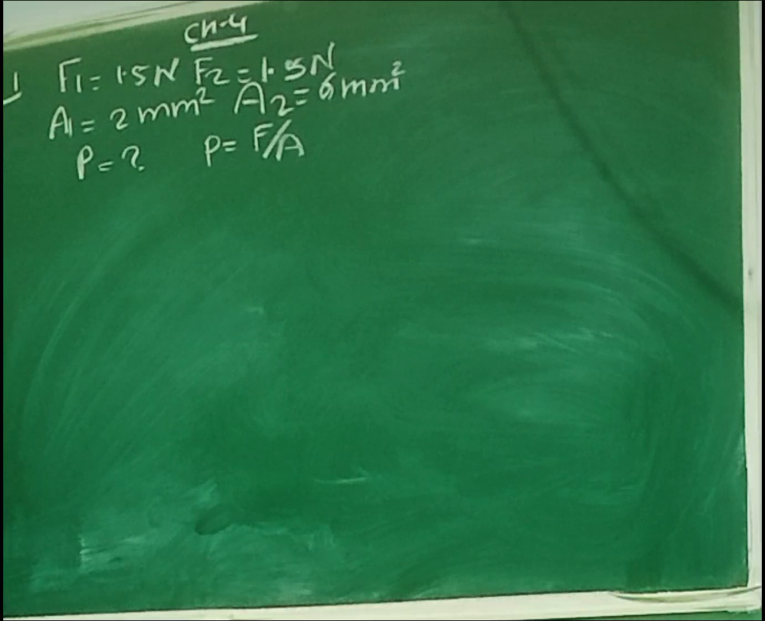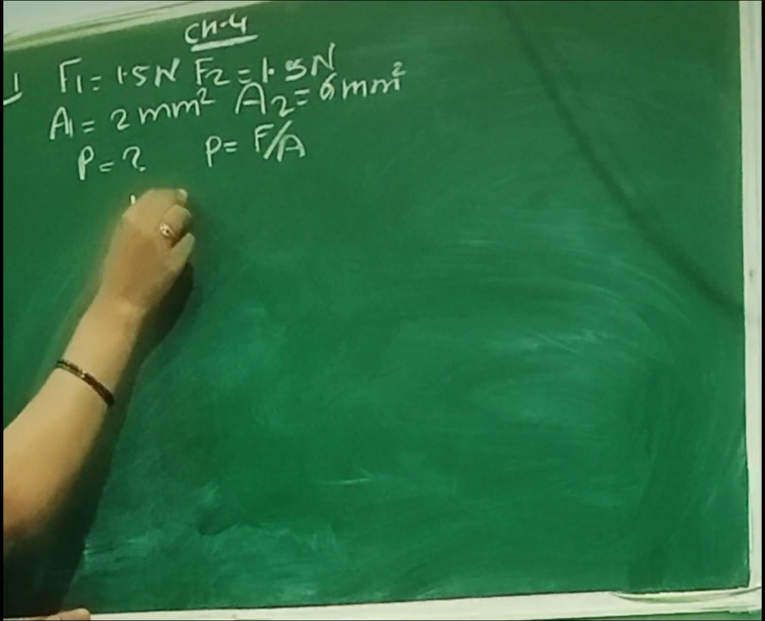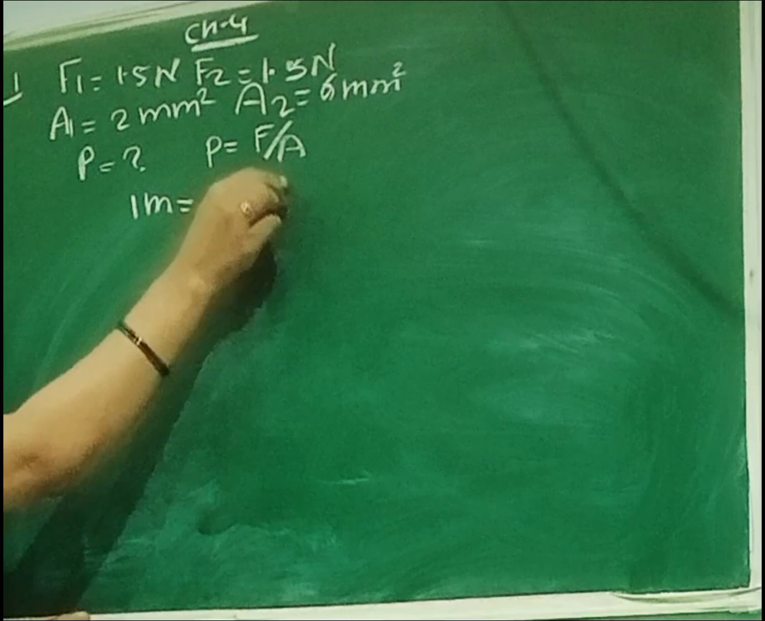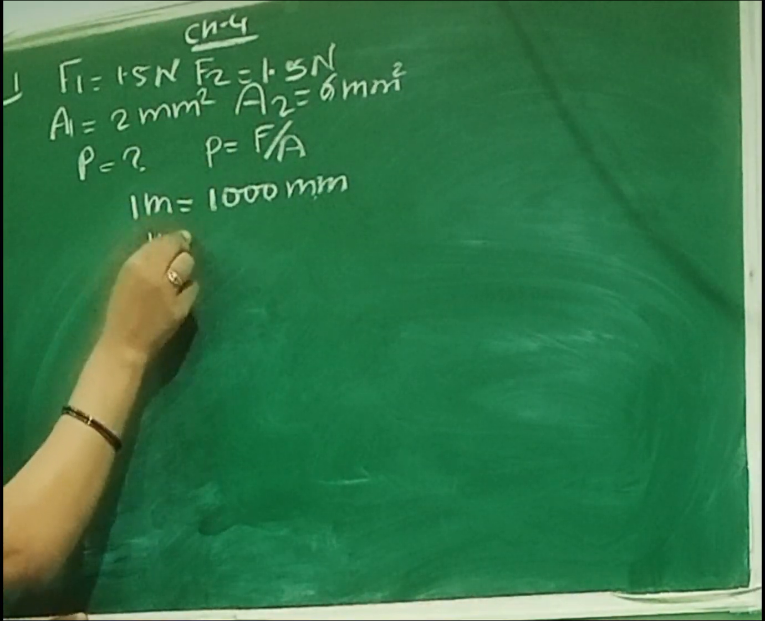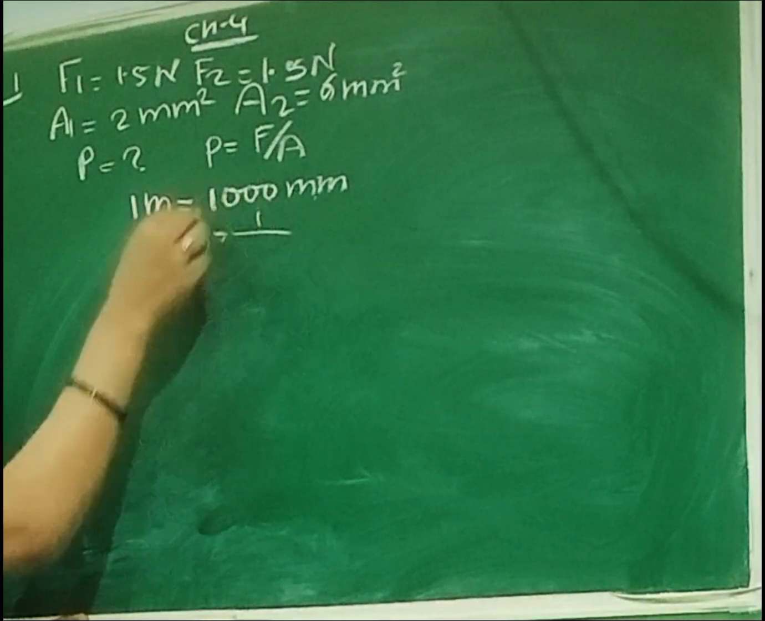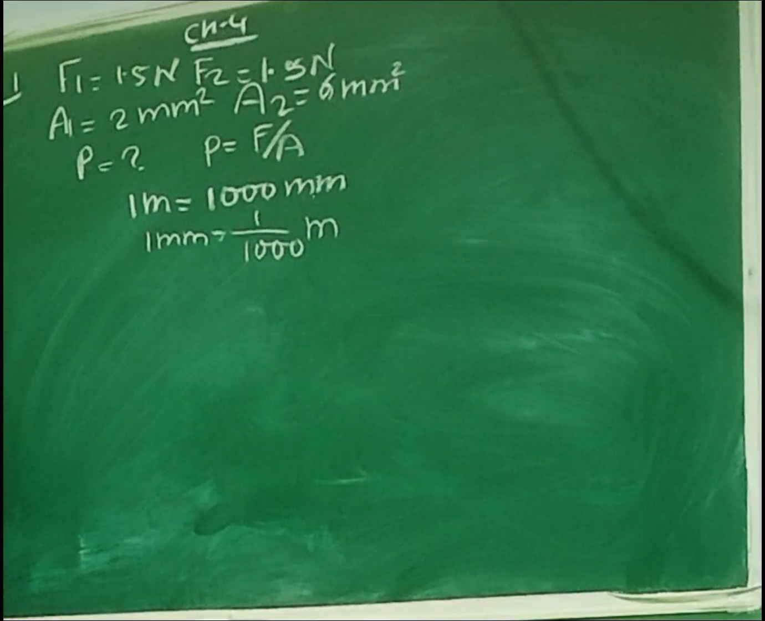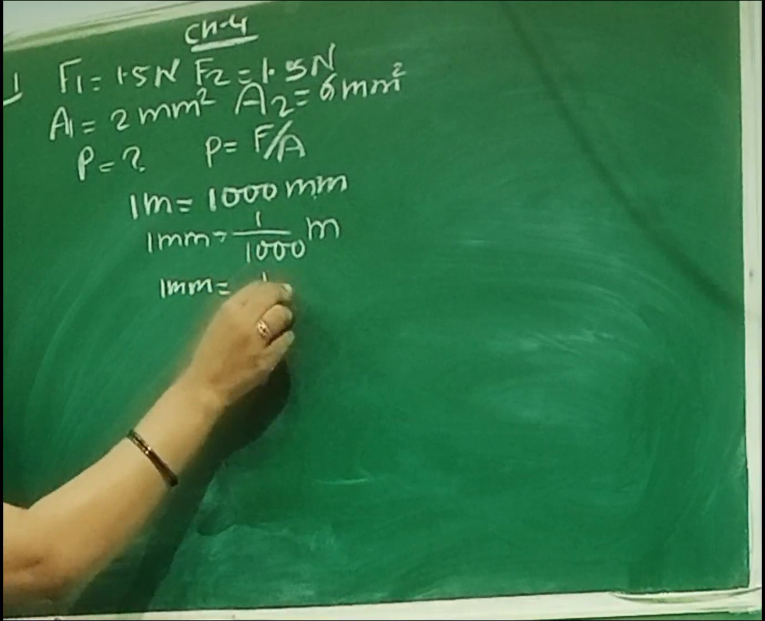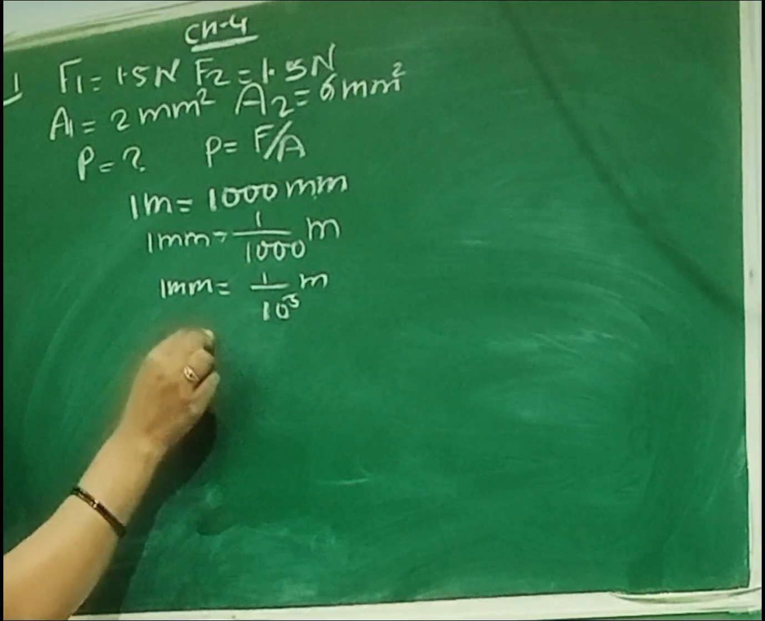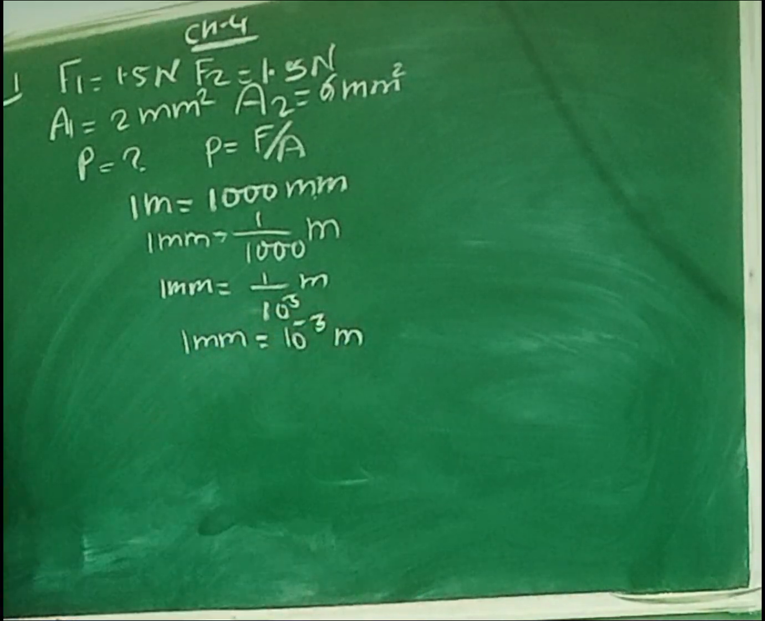In my first question I am telling you how to convert millimeter into meter, then after that I will directly put the value. Okay. So we know that 1 meter is equal to 1000 millimeter. We need to convert millimeter into meter. So 1 millimeter is equal to 1 upon 1000 meter. Okay. So you can write it as 1 millimeter is equal to 1 upon 10 to the power 3 meter, or 1 millimeter is equal to 10 to the power minus 3 meter.